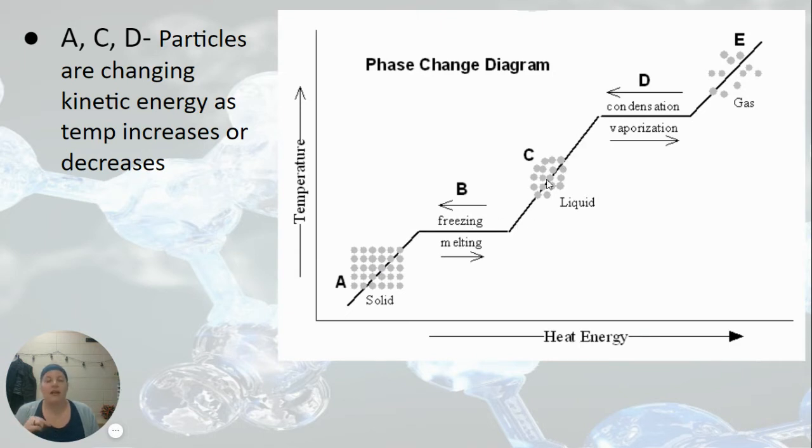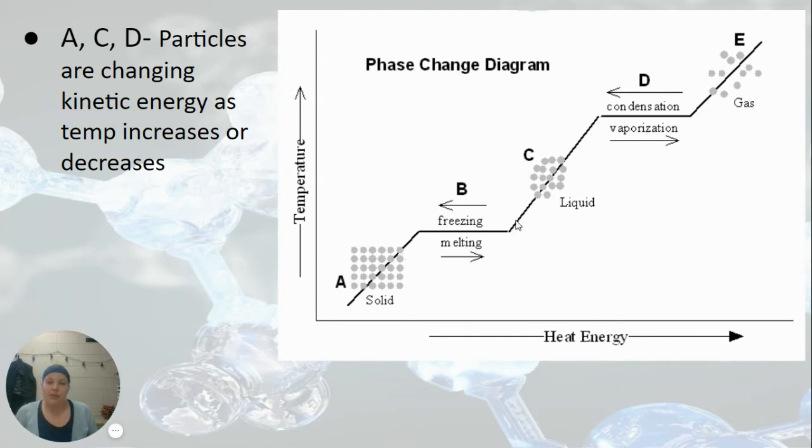In the C portion of our graph, I have liquid water, and in the E portion of our graph, I have gaseous water. What's going on in these parts of our graph is that we are increasing the temperature of our molecules. Two things happen at the same time: as the temperature increases, the kinetic energy, or the movement of the particles, is increasing as well. So as I heat up my ice sample, the actual particles of water are moving faster and faster.